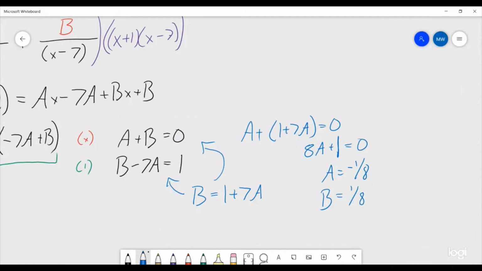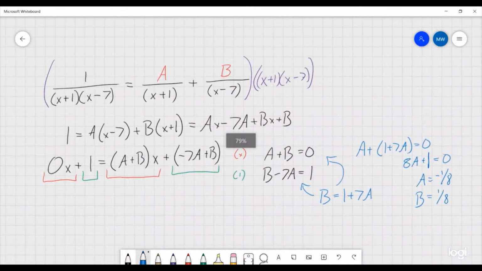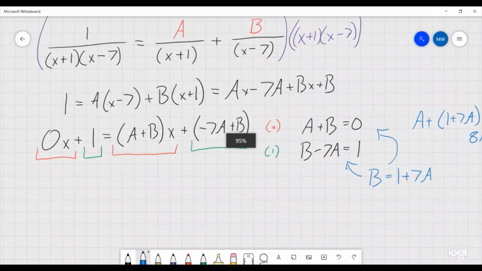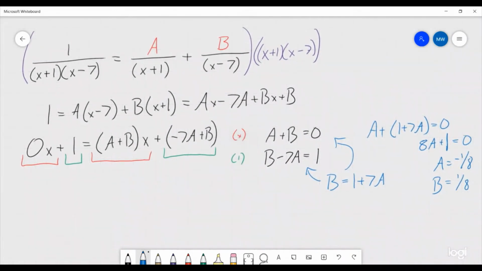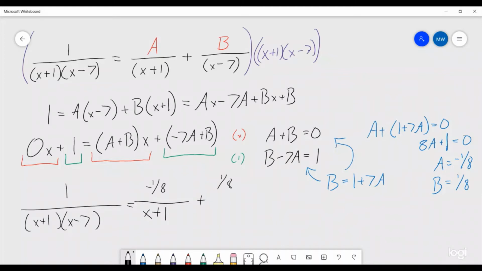Now that we have those values, we can replace them into our equation. That means 1 over (x plus 1)(x minus 7) is equal to negative 1/8 over x plus 1 plus 1/8 over x minus 7.